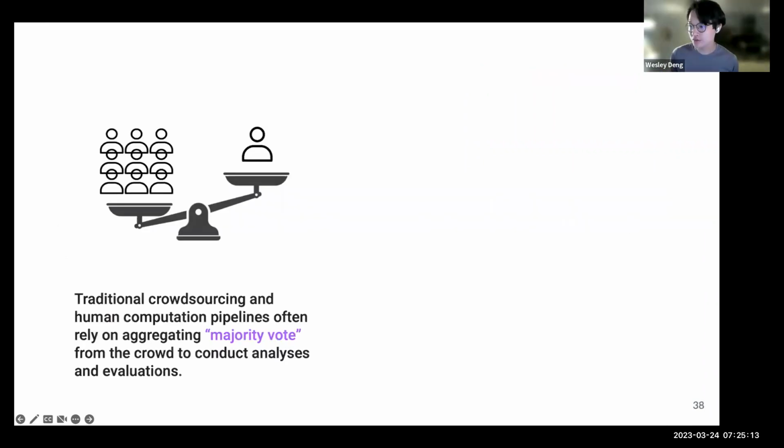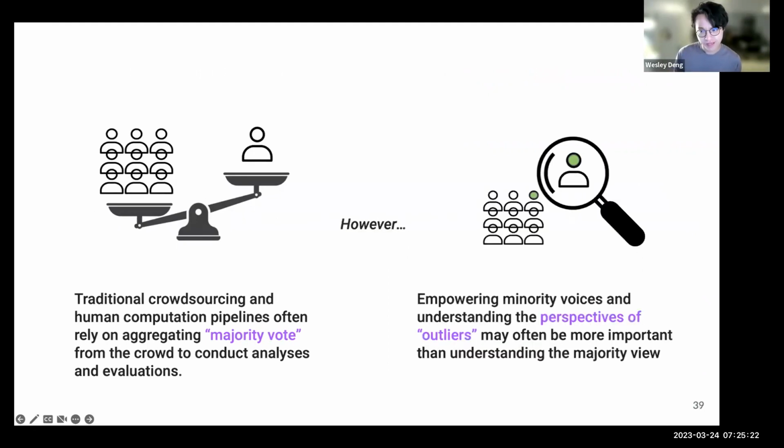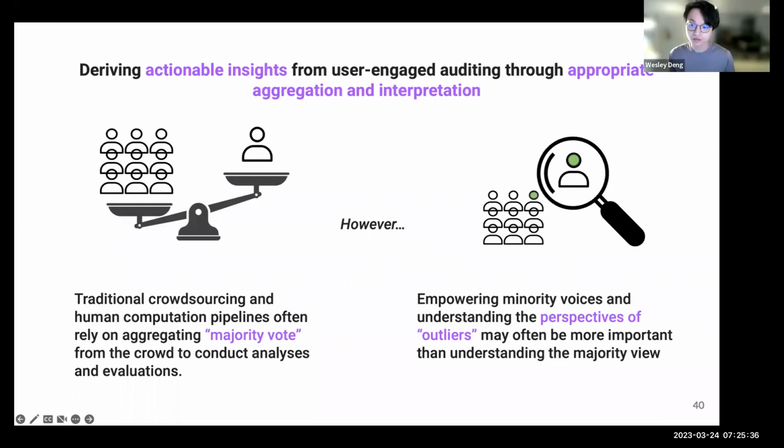Finally, traditional crowdsourcing and human computation pipelines often rely on aggregating majority votes from the crowd to conduct analysis and evaluation. However, unlike in conventional crowdsourcing approaches, empowering minority voices and understanding the perspective of outliers may often be more important than understanding the majority view. To this end, practitioners desire ways to derive actionable insights from user-engaged auditing through appropriate aggregation and interpretation.